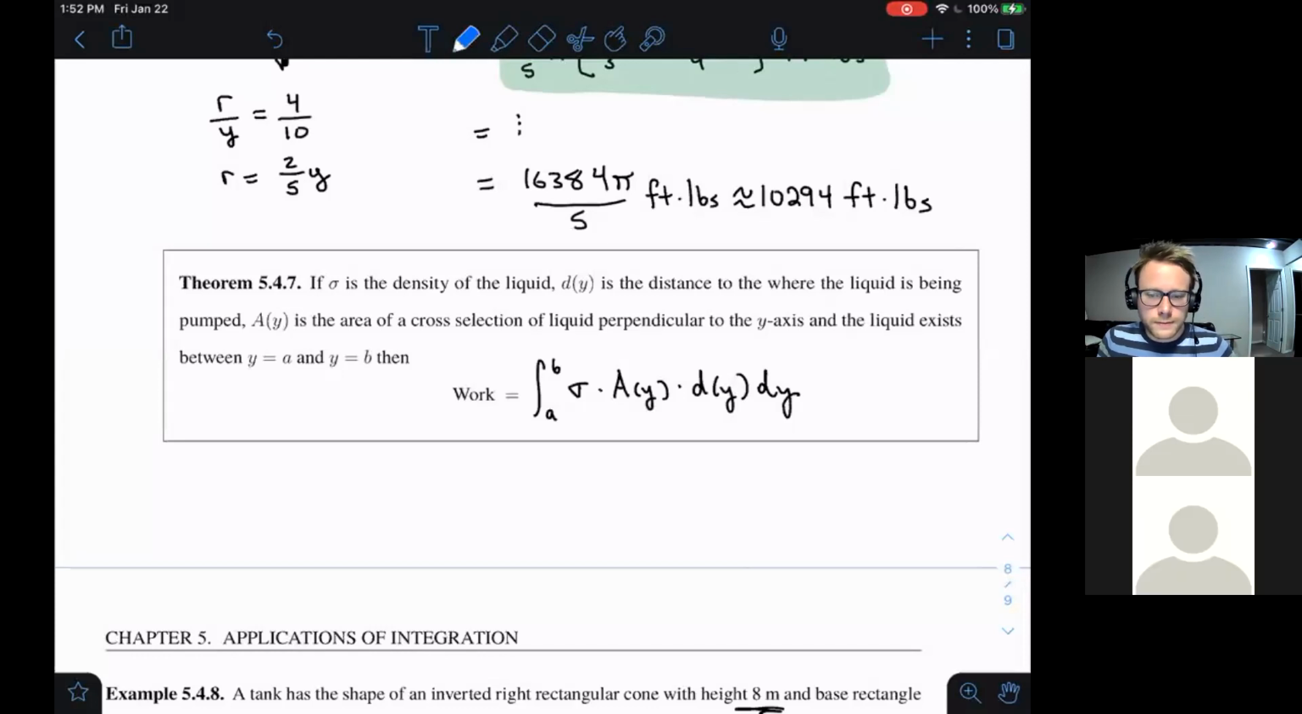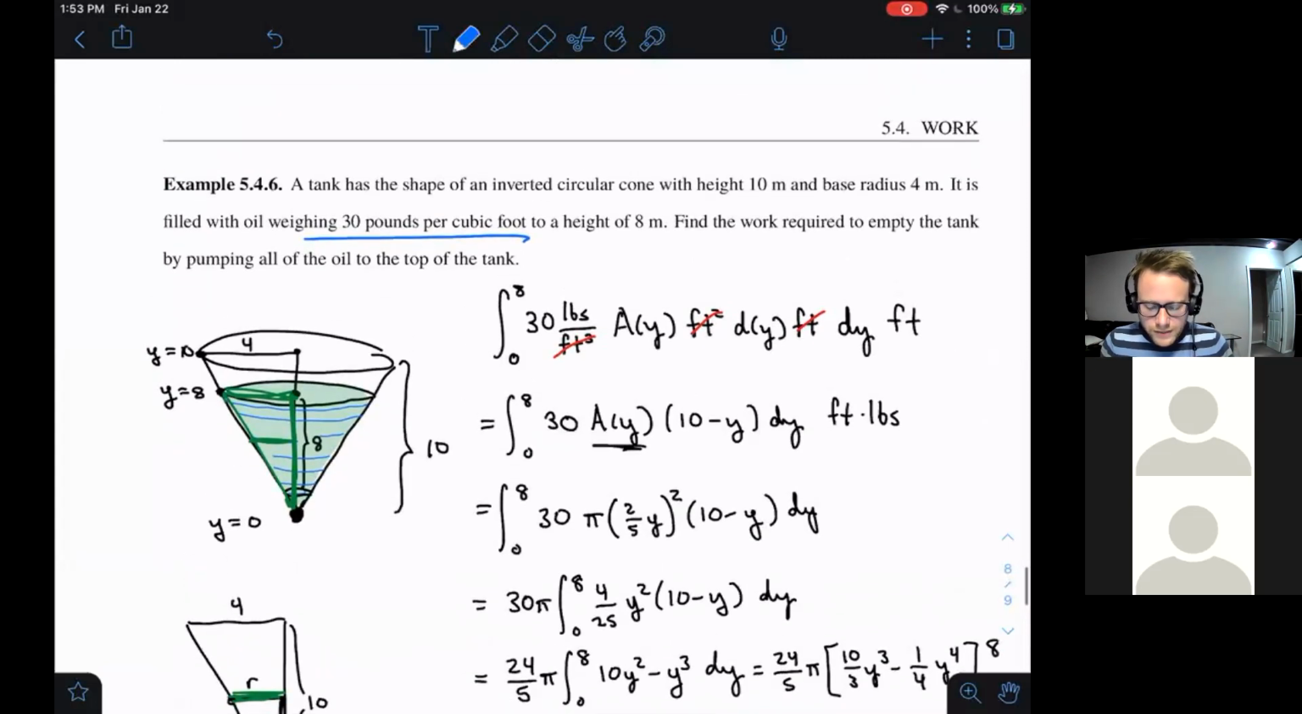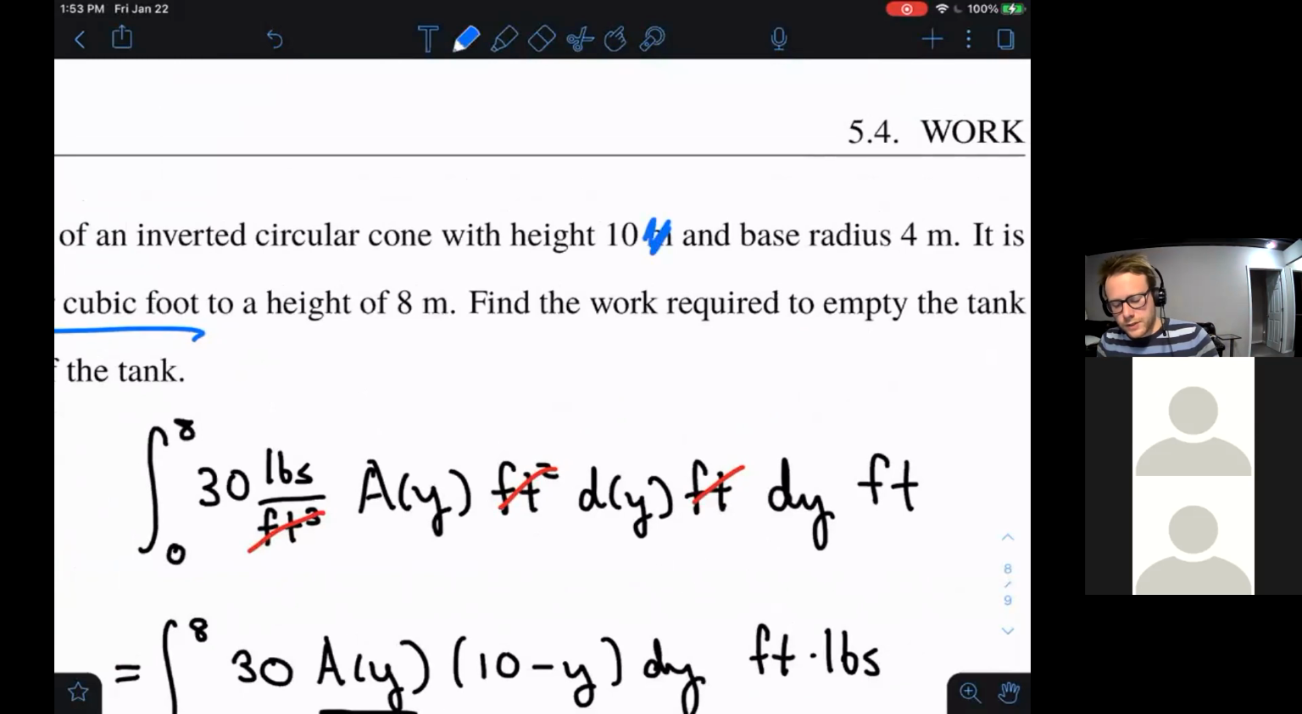Yes, on example 5.4.6, the sigma is given in foot-pounds, but all the measurements are given in meters. Yes, any other conversion, you just went to feet. Thank you. That's a typo. That's a good point. So yes, these are all supposed to be feet.